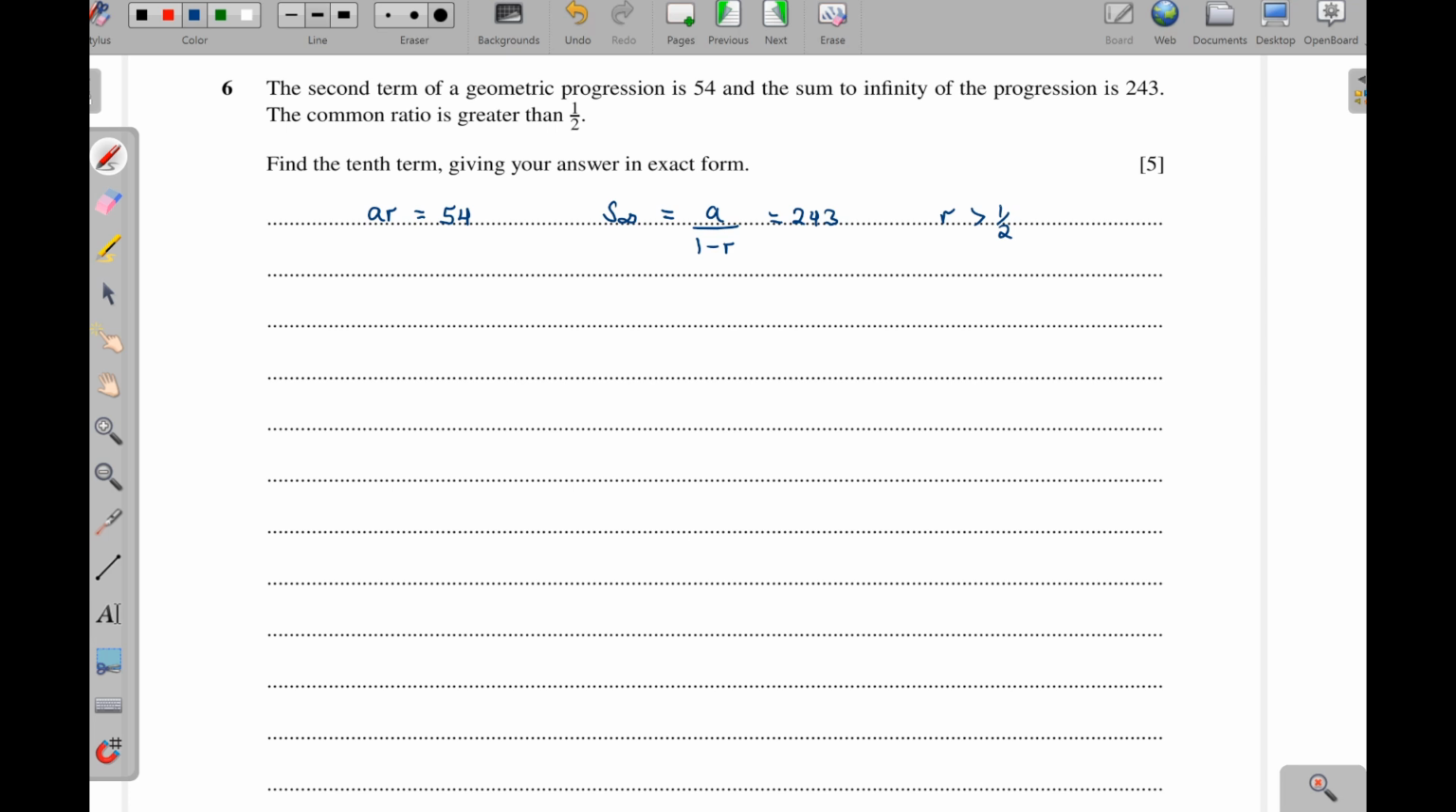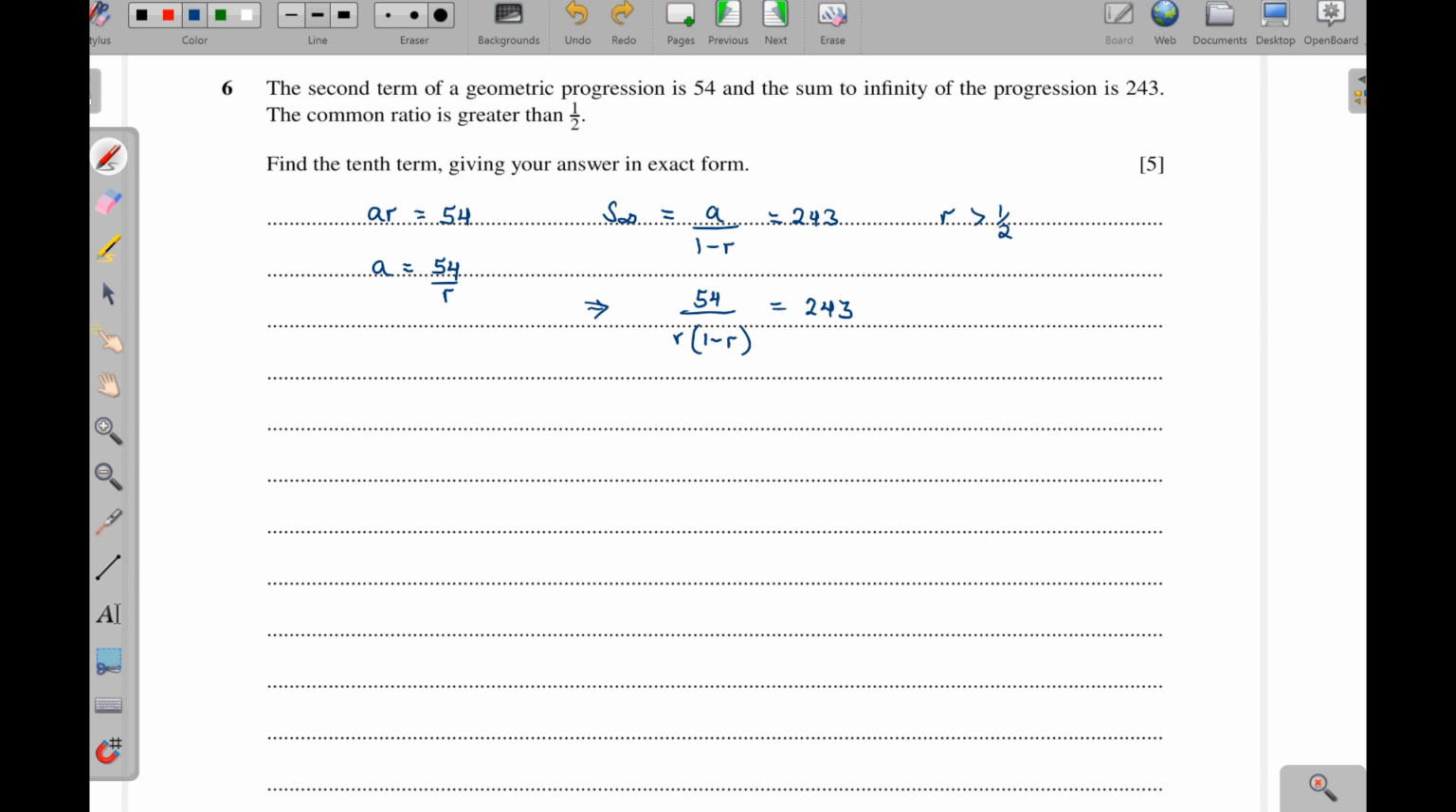Then find the 10th term, giving your answer in the exact form. Okay, right from here, I can say my A is going to be equal to 54 over R. So meaning I'll have 54 here over R. That is the A. Then it will find this 1 minus R down here. This R will find it. And then this one is equal to 243. That means here I can have an equation in R. I solve. This one is going to turn out to be quadratic. I get two values, but the value of R I'm going to take has to be greater than what? A half, not so.